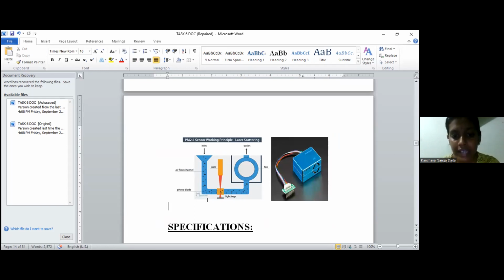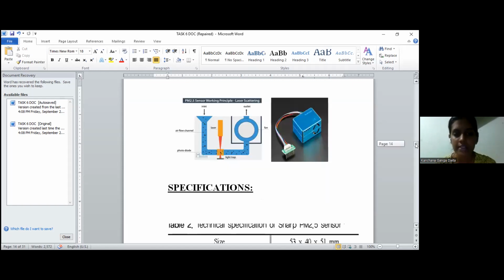After this light scattering, by using this photodiode, the light will be trapped here. After this, it will recirculate it, so there are some fans here. By those, it will recirculate it and the purified air is released at the outlet. At this light trap only, we can detect how much and what contaminants are present in the scattered light.